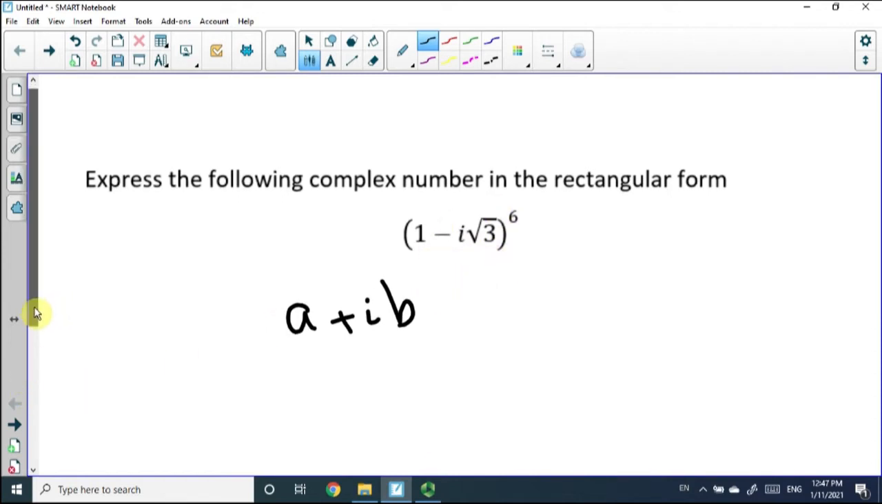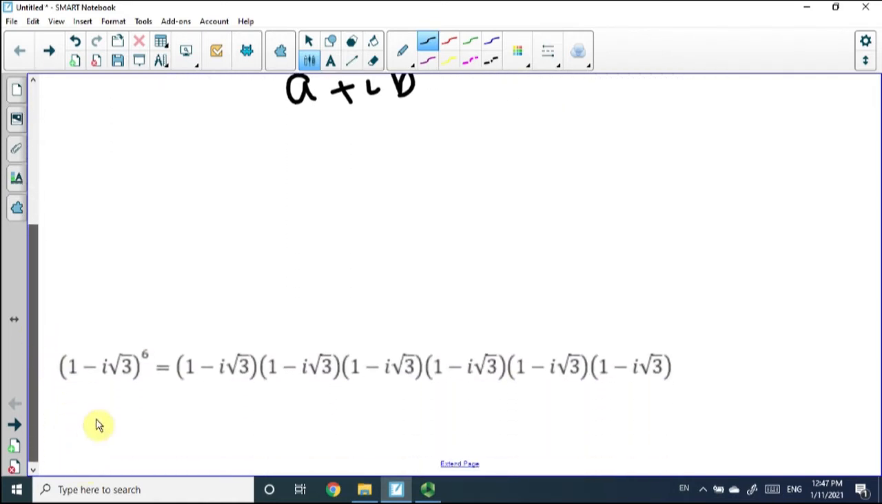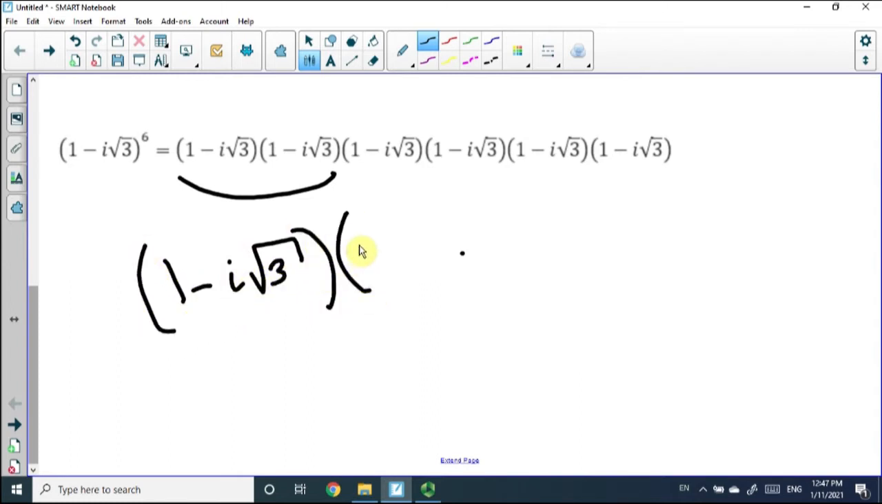So we want to find this complex number, 1 minus i times square root of 3, to the power 6, which means we need to multiply 1 minus i square root of 3 by itself 6 times. Now, let's think how to do this. Let's take the first two and find what is 1 minus i square root of 3 times 1 minus i square root of 3.